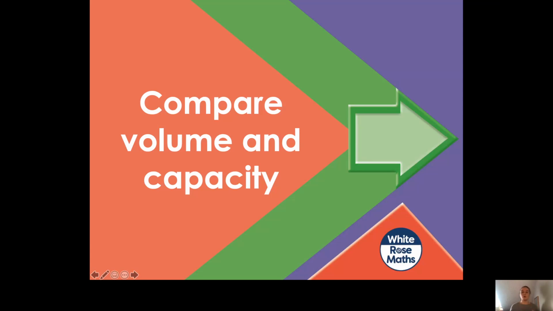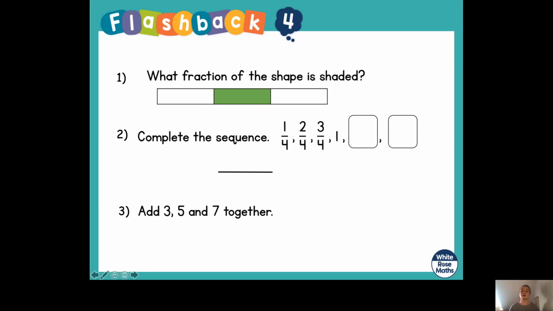Now, before we start comparing different volumes and different capacities, let's warm up our brains with our flashback as we always do. Okay, so here are your 3 questions for today. In the first question, you need to have a look at the shape, have a look at how many parts there are, and then have a look at how many parts are shaded in and work out what fraction of the shape is shaded in.